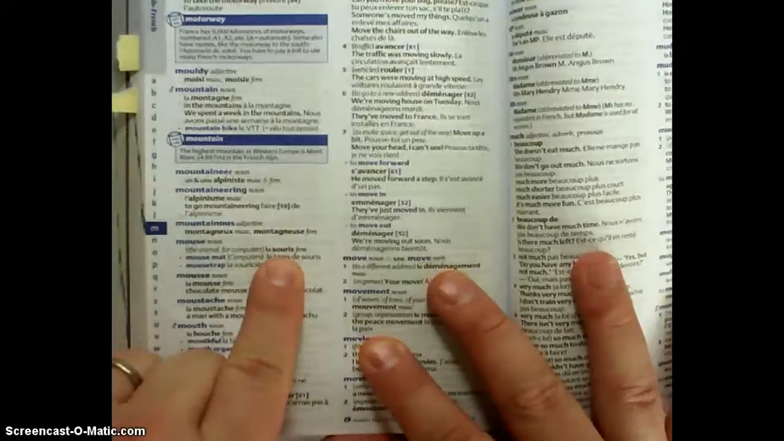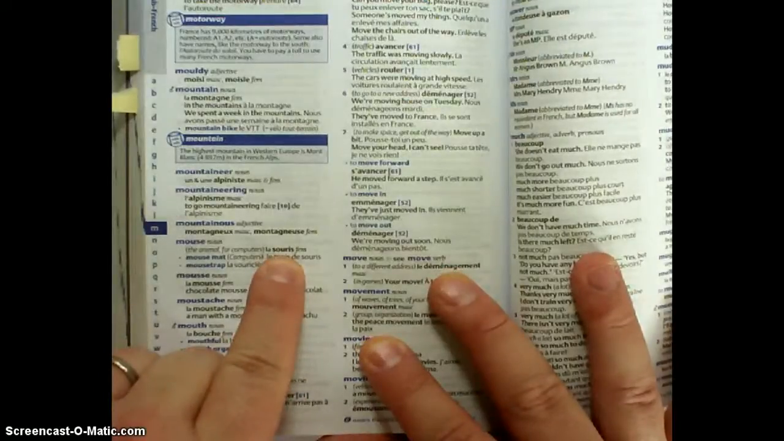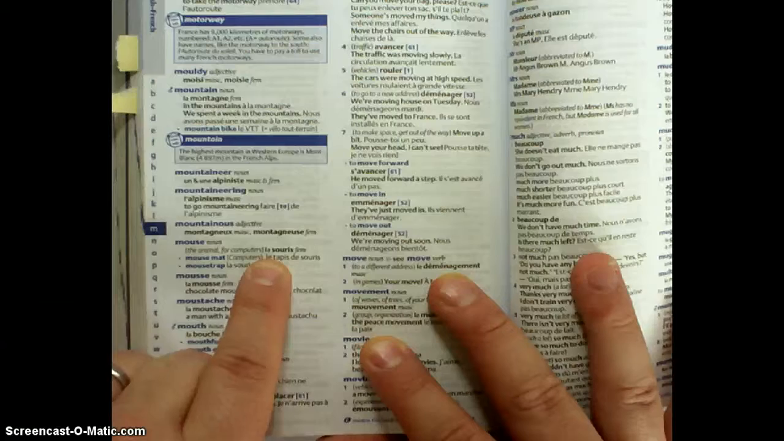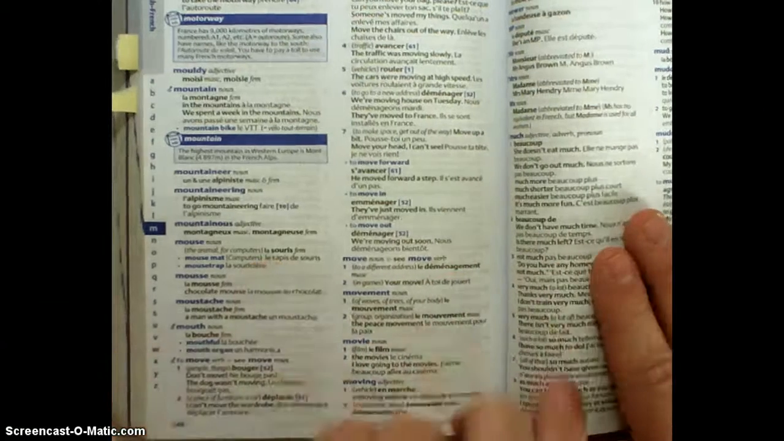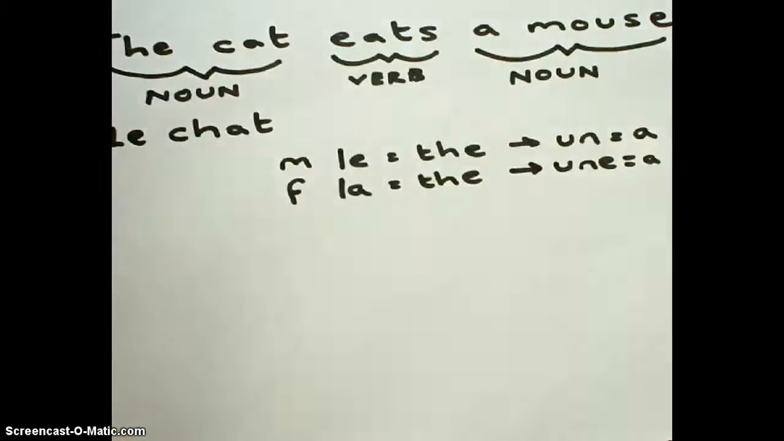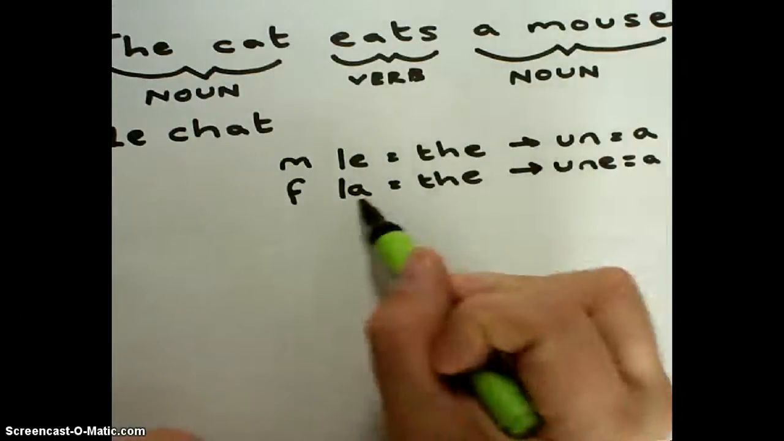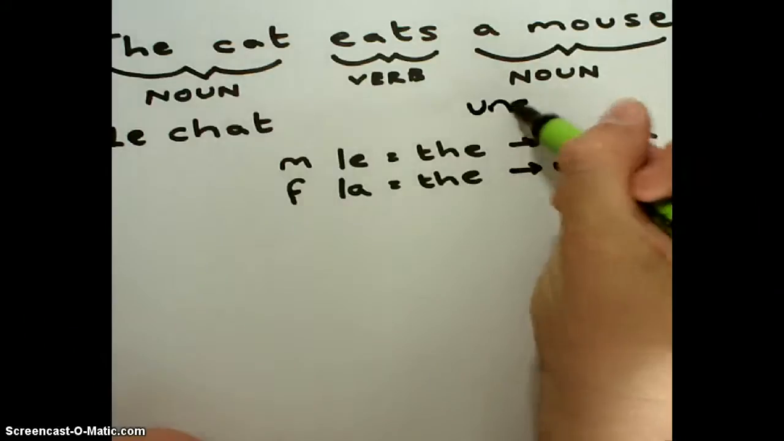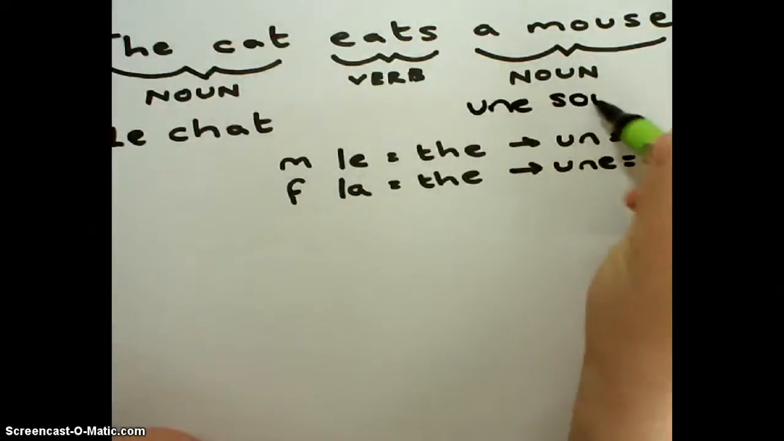It says, la souris, feminine. So because we know it's a feminine word, la souris, when we want to change the mouse into a mouse, la becomes une. So the word we want is une souris.